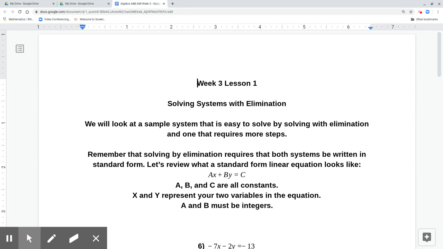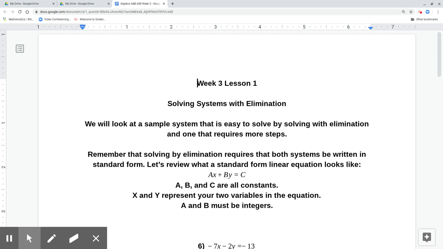We're going to go ahead and take a look at the first lesson for week 3 of AMI. This is your assignment titled Solving Systems of Equations by Elimination. So we're going to work through question number 1 and question number 6. We're actually going to work through question number 6 first.